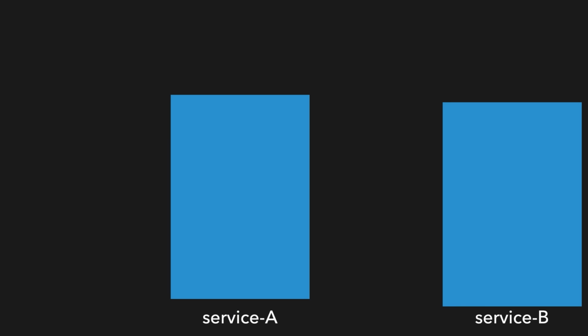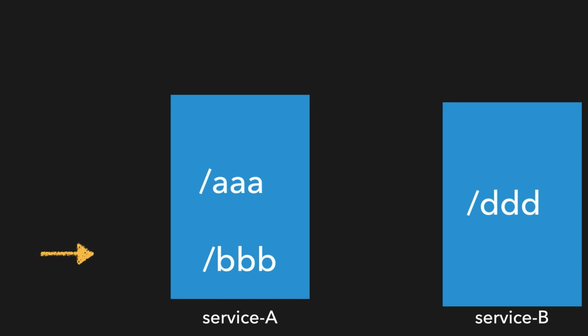Okay, before we go for the next question, here is a quick heads up. Let's say there are a couple of services, service A and service B. Service A has a couple of endpoints called /AAA and /BBB, and service B has an endpoint called /DDD. And let's say right now there is a request coming to service A to the /BBB endpoint, and now the thing is how this request will be processed further.